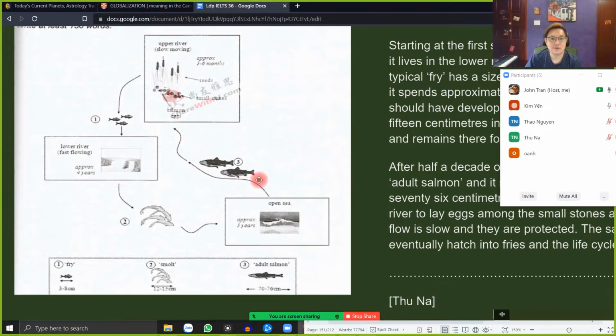And then the adult salmon will spend approximately 5 to 6 months there, and then lays eggs among the small stone and reeds.